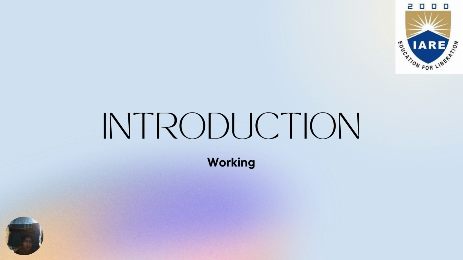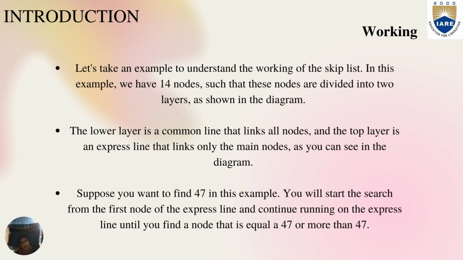So how does it actually work? Let's take an example to understand the working of the skip list. In this example, we have 14 nodes such that these nodes are divided into two layers shown in the figure. The lowest layer is a common line that links all nodes, and the top layer is an express line that links only the main nodes, as you can see in the diagram.